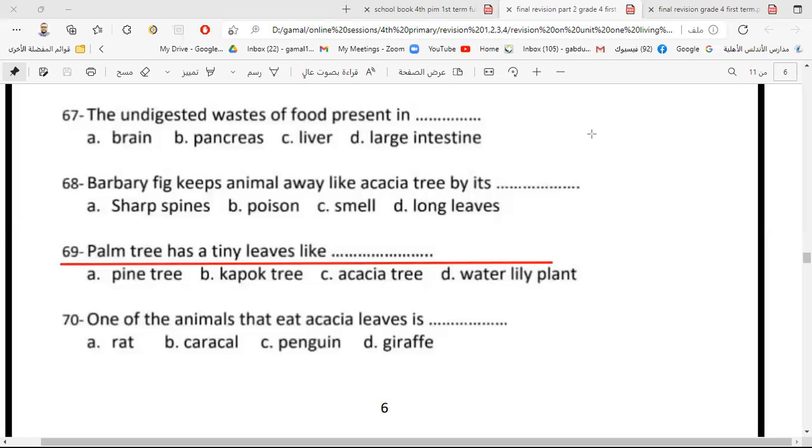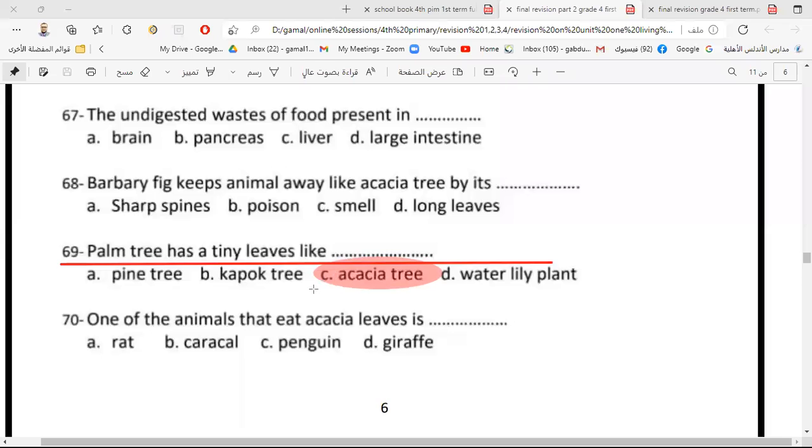Ahmed Mustafa, are you ready? Answer it again, Muhammad Mustafa. Yes, sir. The palm tree has tiny leaves, like what plant? Pine tree or kabuk tree or acacia tree or water lily plant? Acacia tree. Oh yeah, the correct answer, acacia tree. Very good, my son. Thank you very much.